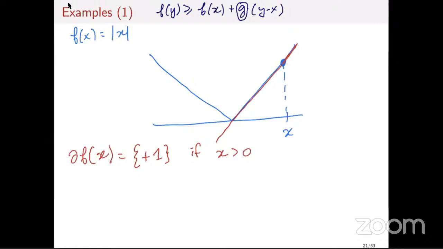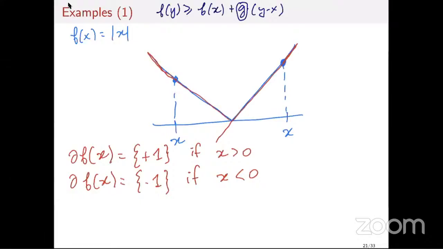Okay, so the same observation that I made for x positive is true for x negative. So you can see that df of x is going to be equal to -1 if x is negative. So if I take a certain x that is negative, then the only lower bound I can construct on my function, the global lower bound I can construct on my function, is this line.